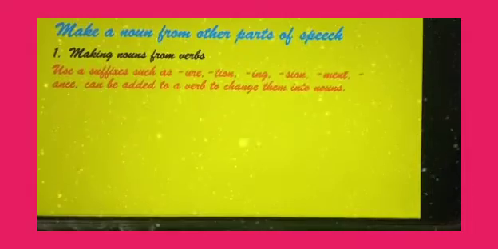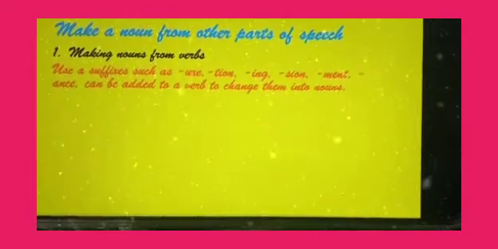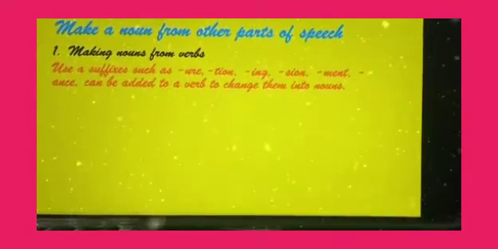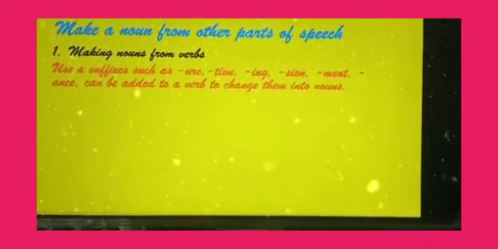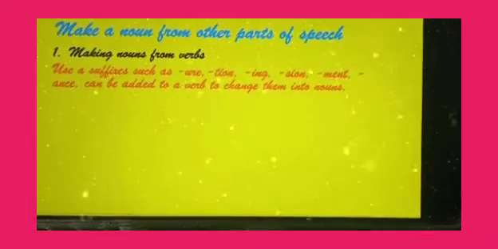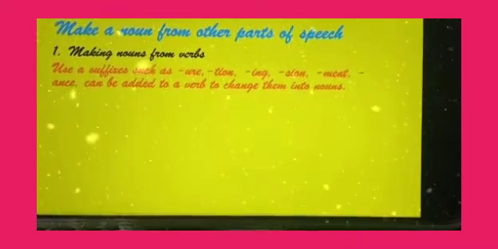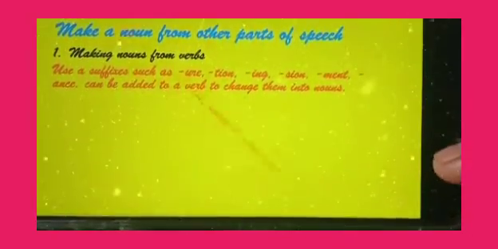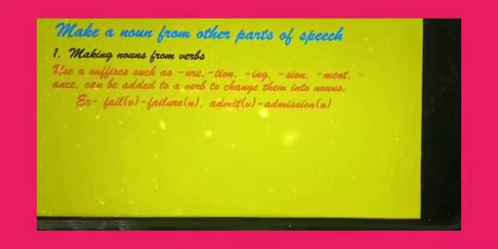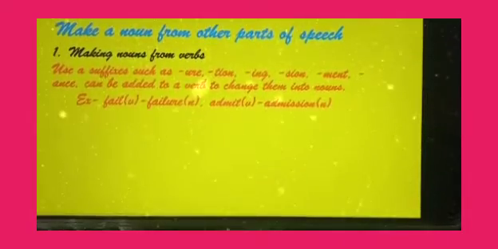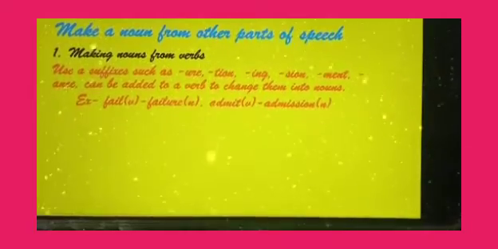Use a suffix such as ure, tion, ing, sion, ment, ance, which can be added to a word to change it into a noun. Using these suffixes, we can change a verb into a noun. Now just see an example first. Example: fail. Fail is a verb. Failure is a noun. What suffix have we added here? ure. We have added the ure.